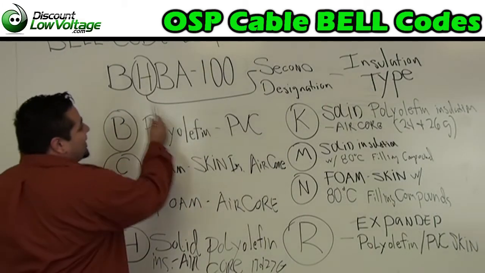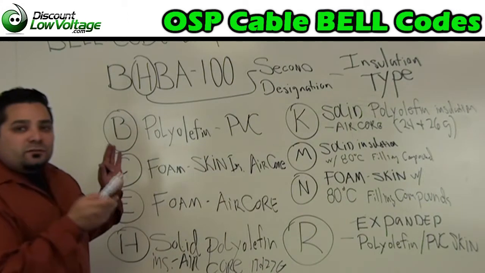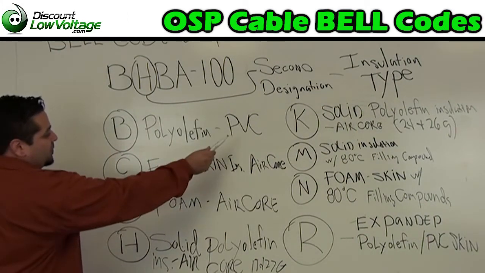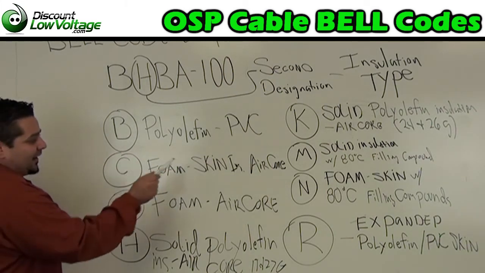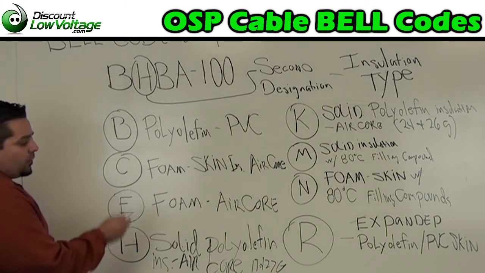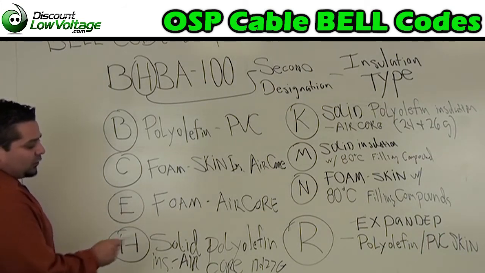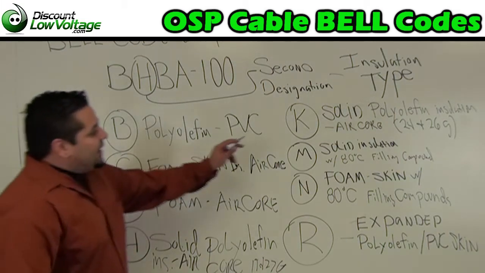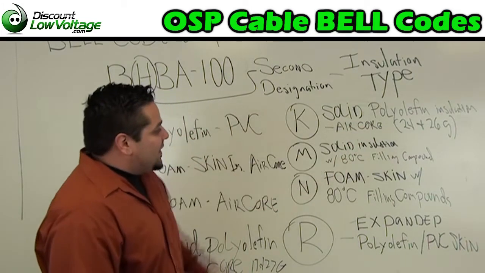Now for our second designation, it stands for the insulation type. Now there's a few different handfuls here, let's check them out. B, poly PVC. C, foam skin, insulation air core. E, your foam air core. H, your solid poly air core for 19 and 22 gauge cable. K, solid poly insulation air core for 24 and 26 gauge.